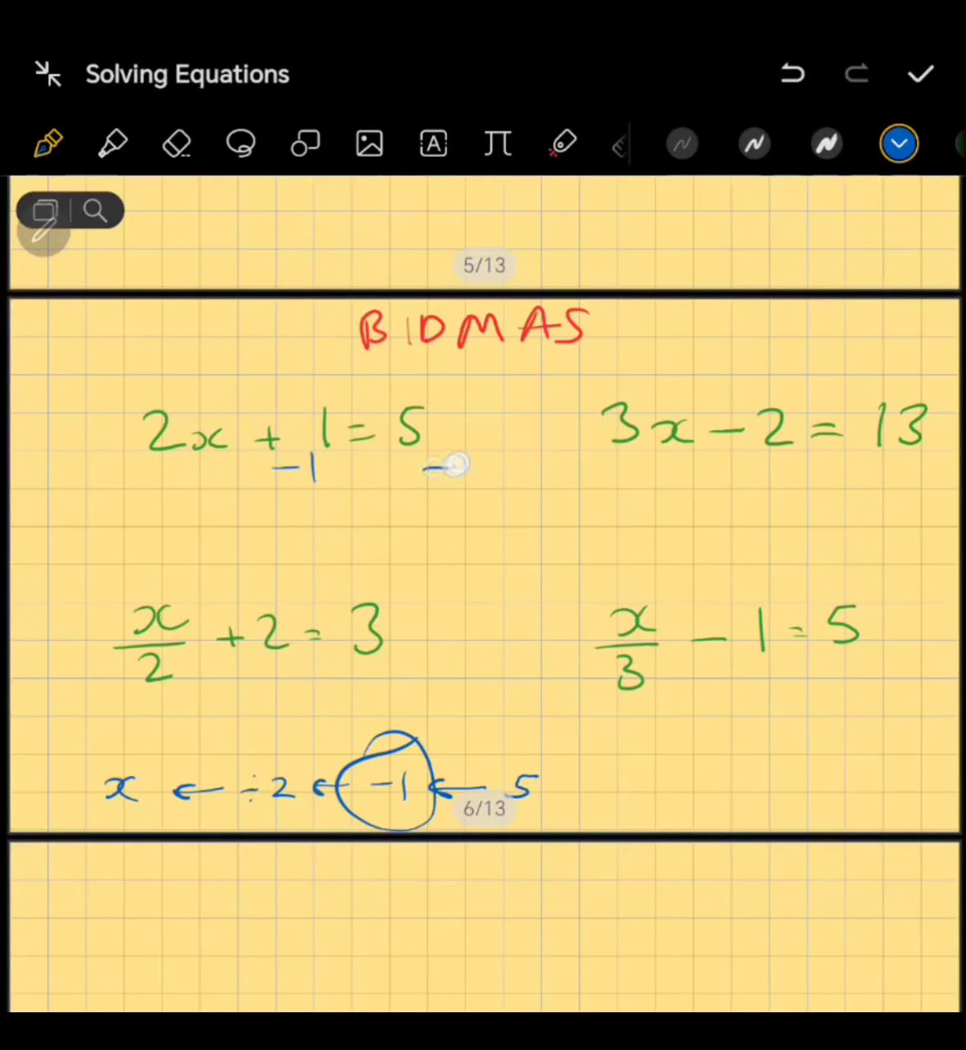If I minus 1 from both sides, because I need to do it to both sides to keep the balance, 5 minus 1 is 4, and the plus 1 minus 1 cancels out, so we don't need to write it in. What we're left with is the 2x. So I've got 2x equals 4. That's this part of the journey done. Then I've got what? Divide by 2. So divide by 2, divide by 2. 4 divided by 2 is 2. And the times 2 and the divide by 2 cancel out. What am I left with? x.